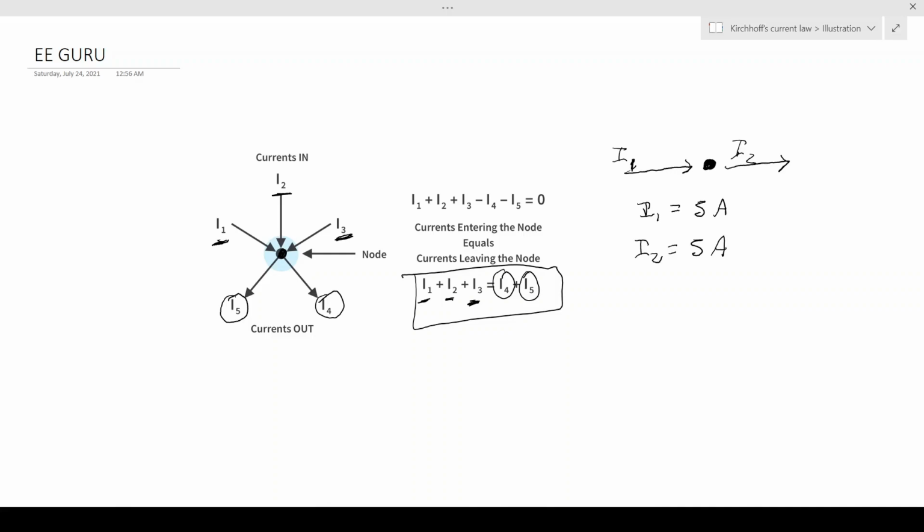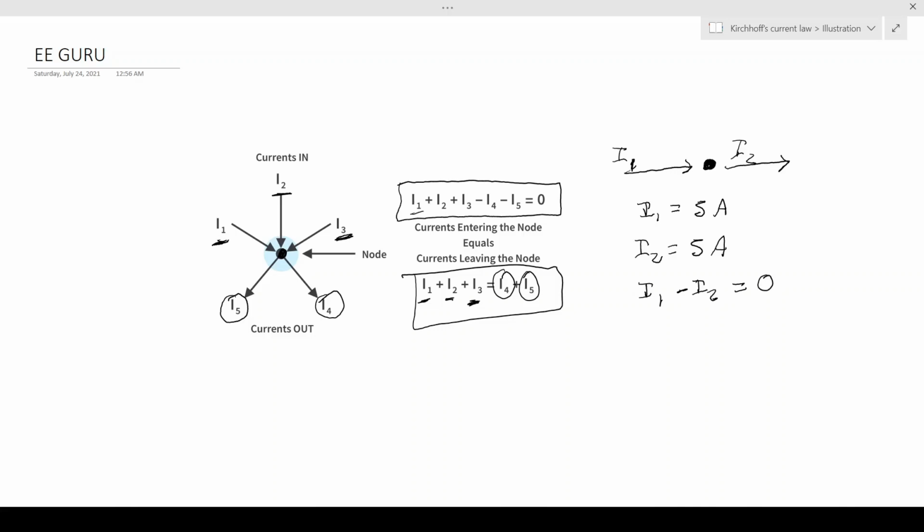So what is the difference between I1 and I2? What is the difference between current flowing into the node and current flowing out of the node? The difference is 0, because 5 amps subtracted by 5 amps is equal to 0. And this is what this equation right here is describing.